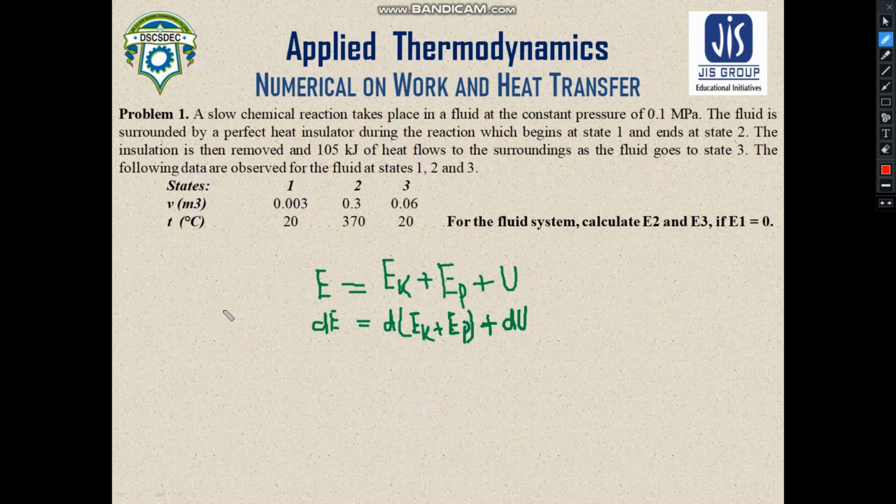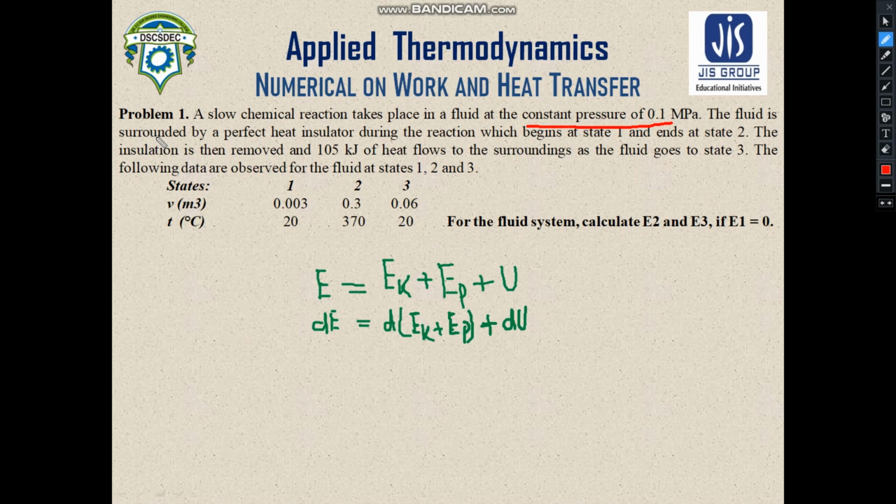So you can see the problem mentioned on the screen. A slow chemical reaction takes place in a fluid at a constant pressure of 0.1 megapascal. So the pressure remains constant throughout the thermodynamic process. So it refers to an isobaric process.